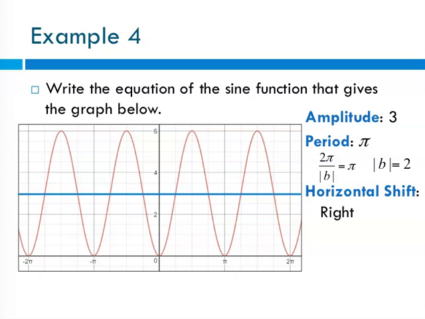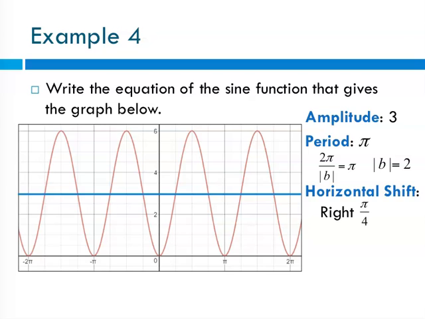Now it is possible to see this as a different kind of shift. You could see it as a shift to the left by 3 pi over 4, right? Again, you can see that starting point right before it starts going up to the maximum value, the place where it hits the midline before it hits the max is at negative 3 pi over 4. So you can also see this as a shift to the left by 3 pi over 4.